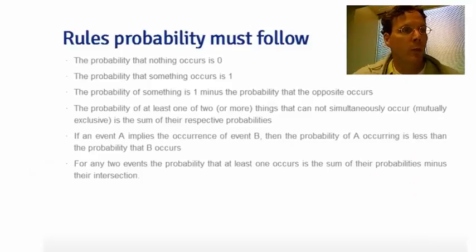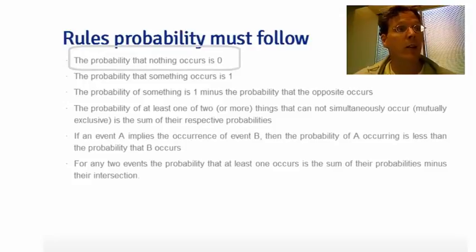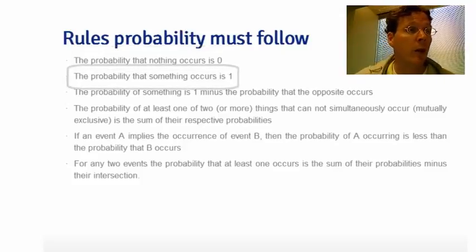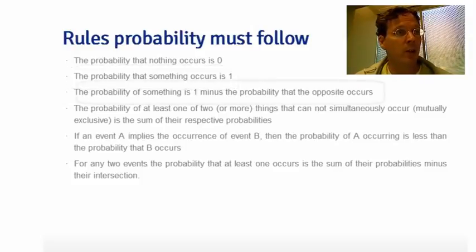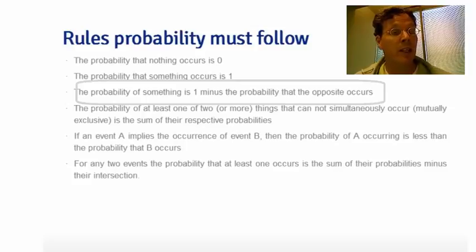Here are some of the rules that probability must follow. Some of them I stated already, and some of them are consequences of what I stated already. The first is the probability that nothing occurs is 0. So you have to roll the die. Something has to occur. You have to get a number. And that's similarly related to the probability that something occurs, that you do get a number, is 1. Something that we intuitively seem to know is the probability of something is 1 minus the probability that the opposite occurs. So the probability of getting an even number when I roll the die is 1 minus the probability of getting an odd number, because the odd numbers are the opposite of getting an even number in the context of a die.